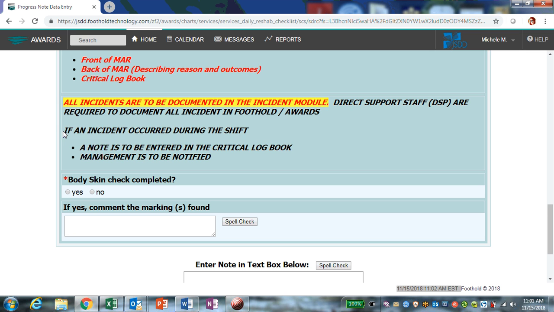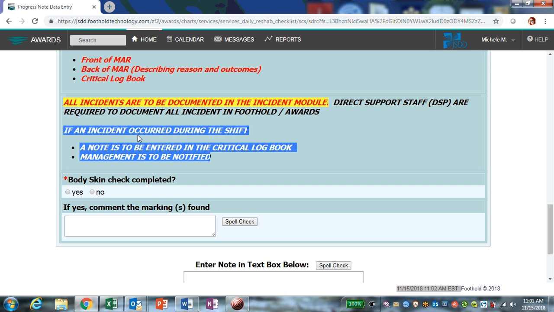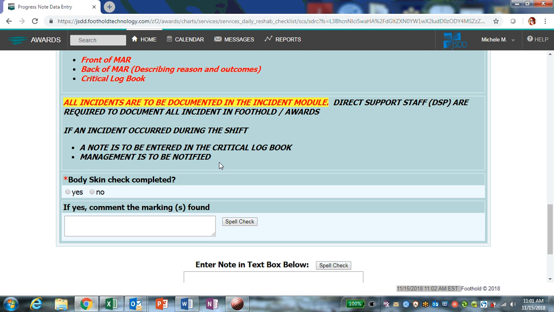Again, here is another reminder. If an incident occurred during the shift, guess what? A note is to be entered in the critical logbook. Management is to be notified. You do not just write in your critical logbook and then never contact your manager. That's not the protocol. The protocol is your manager needs to be notified.